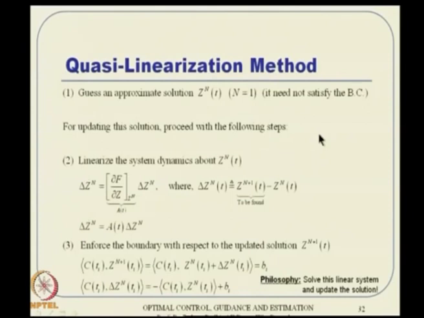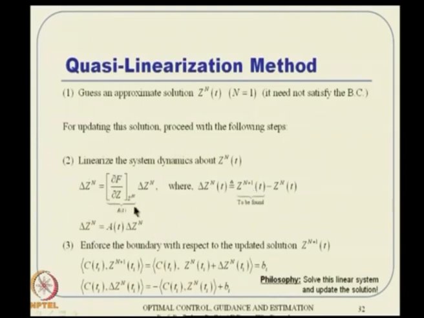So, how does it proceed? We will guess an approximate solution first; that is invariably the requirement. So we guess an approximate solution z n of t, with n equal to 1 to begin with, and then we have to update the solution. About this guess value, whatever you have, z n t, we can always write a linearized system dynamics, and that turns out to be like this, where by definition delta z n is nothing but z n plus 1 minus z n. This z n is available with us either as a guess or as a previous solution, and z n plus 1 needs to be found.